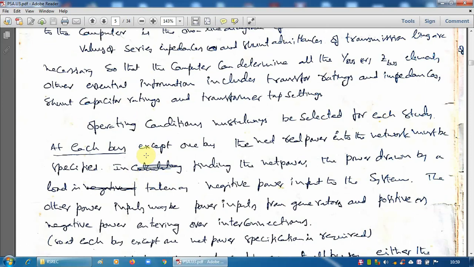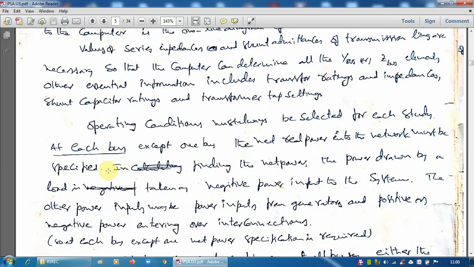Bus means the interconnection of two or more elements. For example, bus is also known as node from our small networks concept point of view. Here, from the power system point of view, the same node is called bus. Bus means it is a meeting point of several components such as lines, generators, loads, shunt reactors for the purpose of voltage improvement, etc.